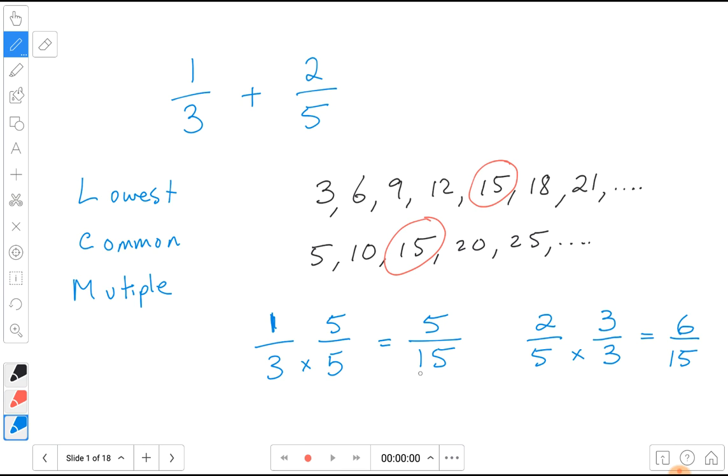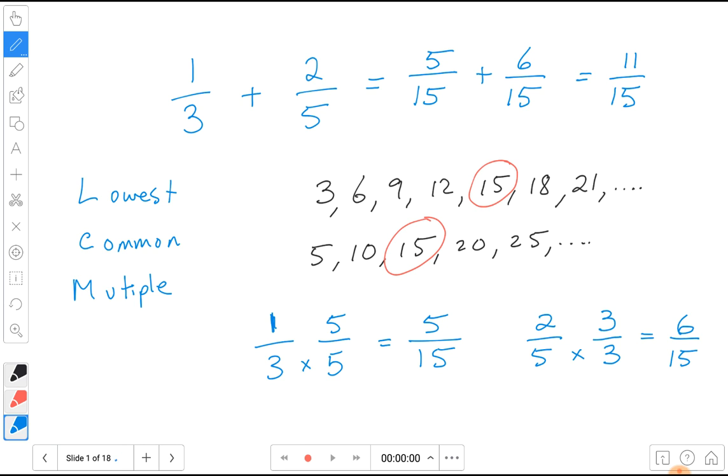Now we have this value here and this value here. So 1/3 plus 2/5, now that I've changed the denominators, is equal to 5/15 plus 6/15. Because the denominators are the same, I can add the two numerators, and I'll get 11/15. So when you have different denominators, you need to find the lowest common multiple, make that the new denominator, change your fractions, and then you'll be able to add them together.